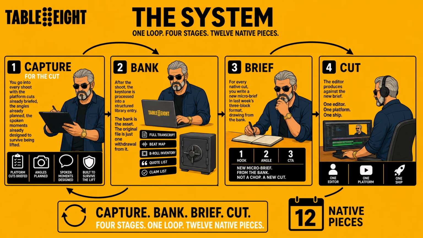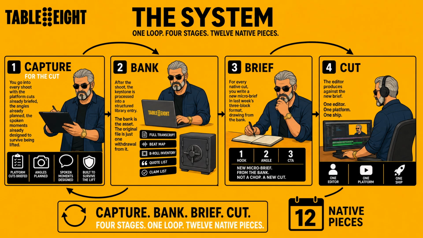Here is the system, and it is one loop with 4 stages. Stage 1, capture for the cut. You go into every shoot with the platform cuts already briefed, the angles already planned, the spoken moments already designed to survive being lifted. Stage 2, bank. After the shoot, the keystone is processed into a structured library entry, full transcript, beat map, B-roll inventory, quote list, claim list. The bank is the asset. The original file is just one withdrawal from it.